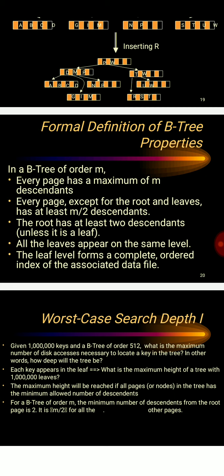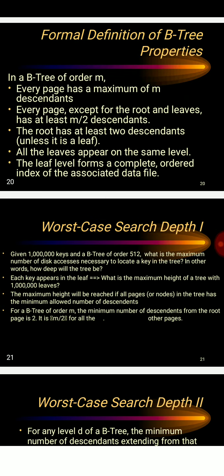Okay, and here, how can you define the properties of the B tree? Maximum you can have M, and every page except root and leaves should have at least M by 2. Minimum it should have 2, and the root should have at least 2 values, meaning a minimum value should be there, and all the leaves should appear at the same level. Then the leaves form a complete ordered index associated data file. Okay, this is the definition of the B tree.